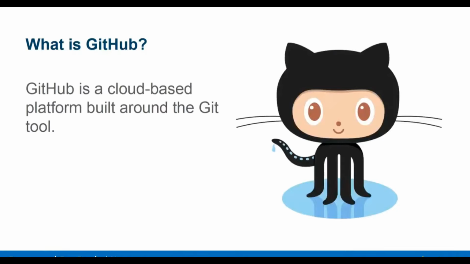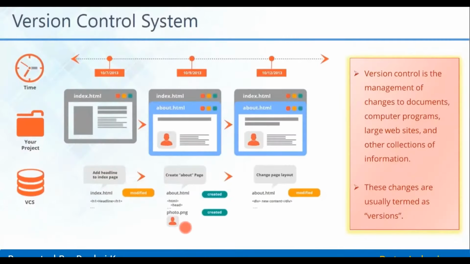Okay, now first of all, let me explain the version control system, because Git is a version control system. So version control system means we manage all the documents, the programs, the website, and other information collectively with a single control system. It means suppose on the first day I have created index.html. On the second day I have created about.html, and on the third day I have made some changes in about.html. See, so I have done three different tasks.